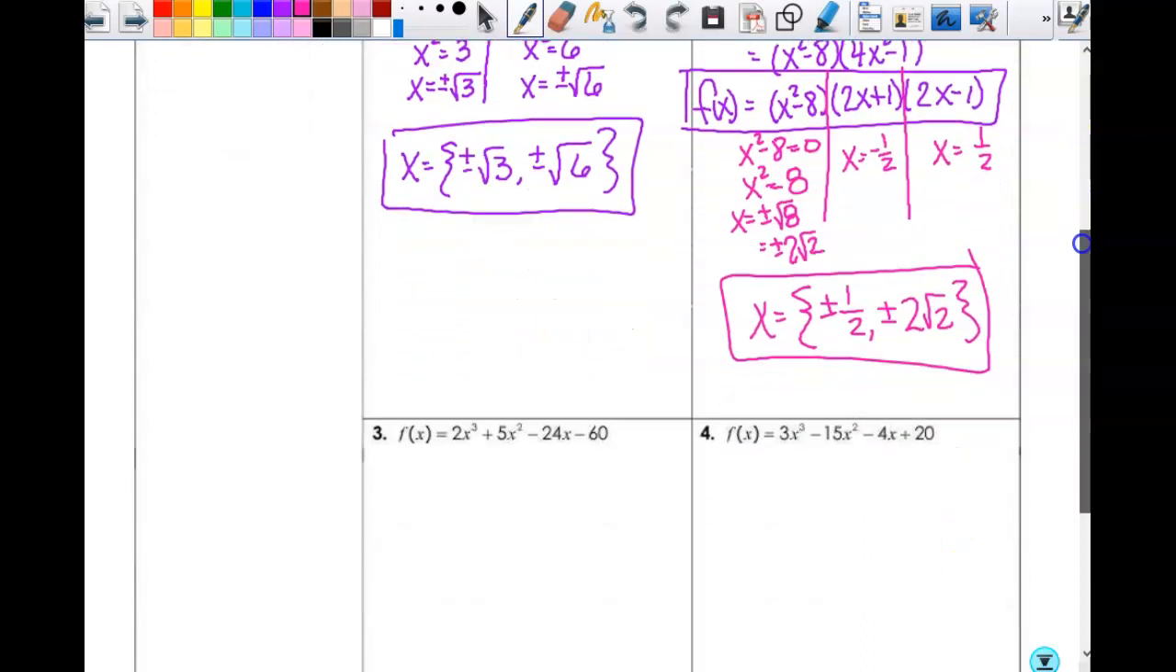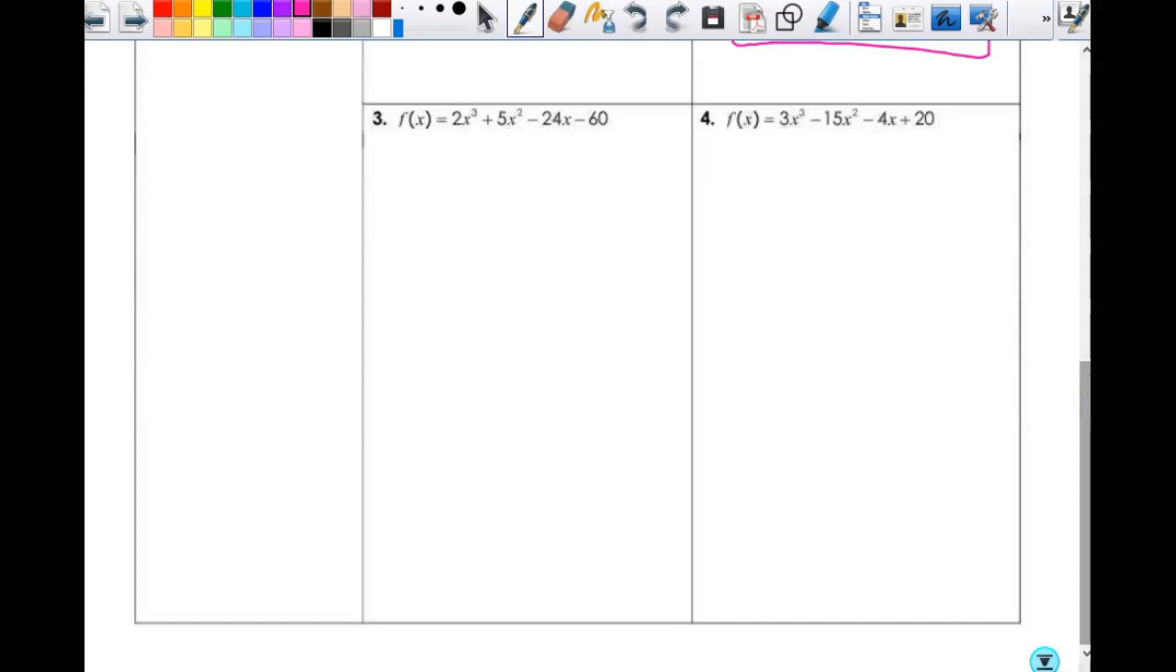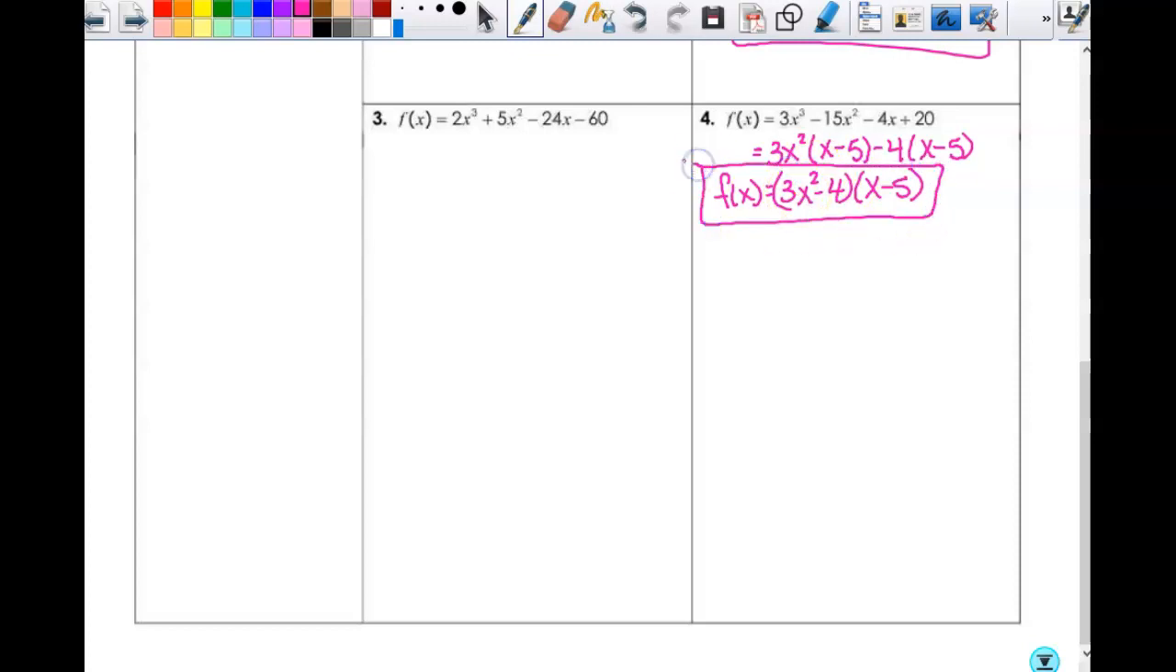All right, let's jump to number 4. Here I have a cubic, but I have 4 terms, so I can factor this by grouping. I'm going to factor out my 3x squared. That leaves me with x minus 5. I can factor out a -4, and that also leaves me with x minus 5. So that means that f of x is equal to 3x squared minus 4 times x minus 5. Obviously this is as little as it can get. This is not a difference of squares, so this is my fully factored form.